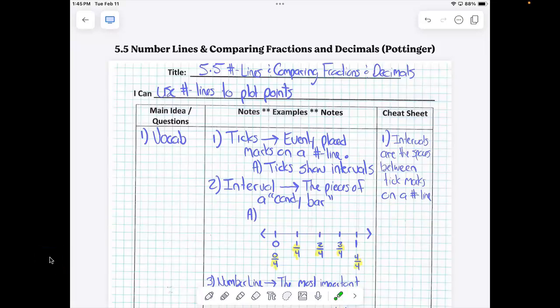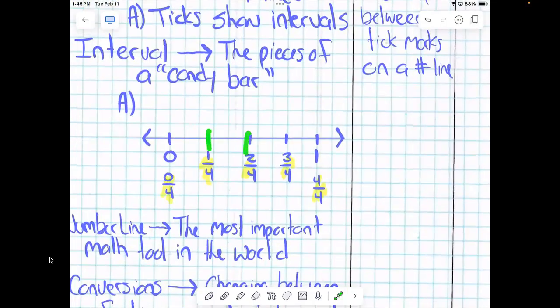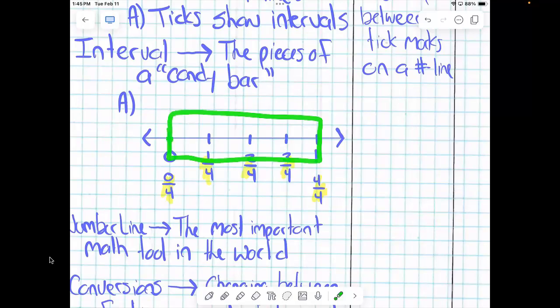Today we finished number lines and comparing fractions, decimals, and percents. We did, yeah. Ticks. You guys know what ticks are, right? Yes. These are ticks. Boom, boom, boom, boom, right? Yes. This number line, if I draw one of these, we call that a what again?